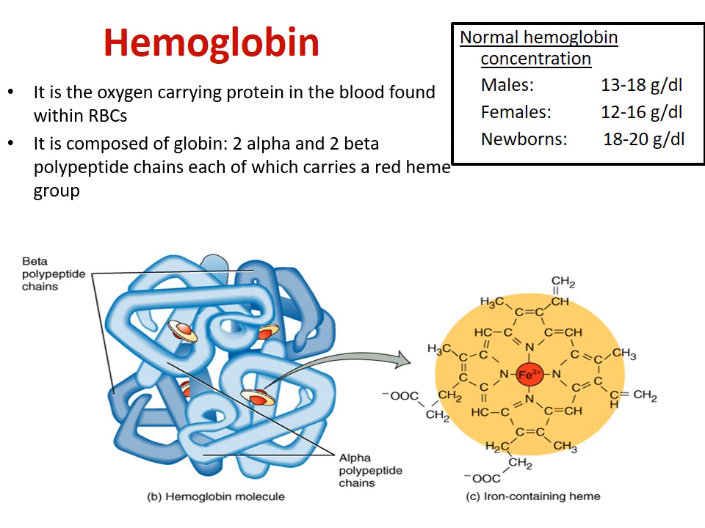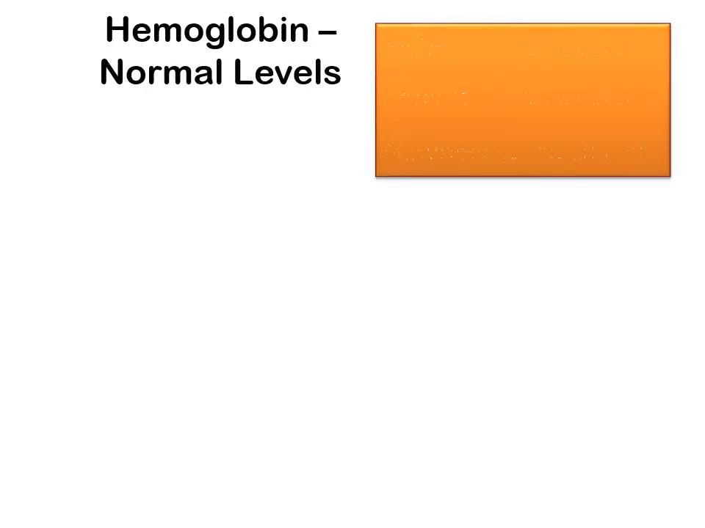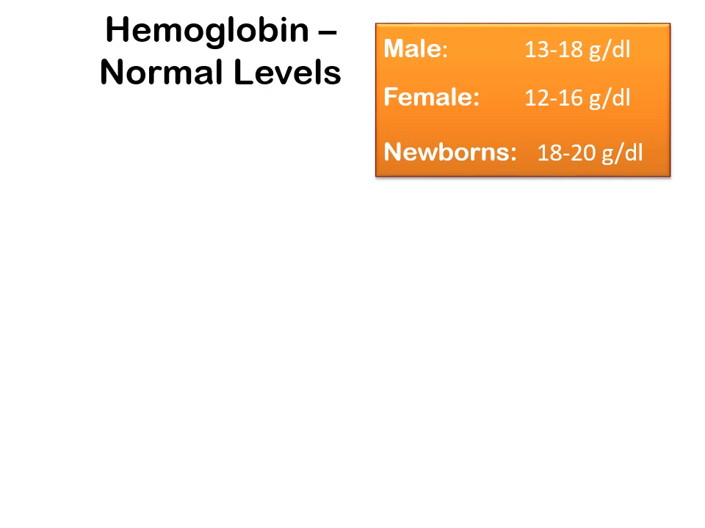Hemoglobin consists of 2 alpha chains and 2 beta chains. I am not going into the details of hemoglobin as you have already learned it in biochemistry. At the center of each heme group is an atom of iron, which binds to one molecule of oxygen. These are the normal levels of hemoglobin in males, females, and newborns, and you need to memorize these values because it is important.